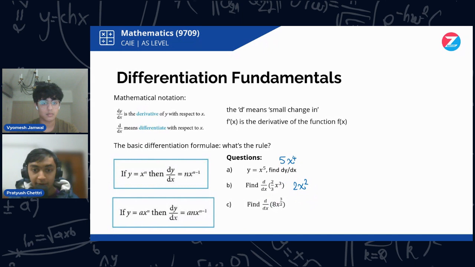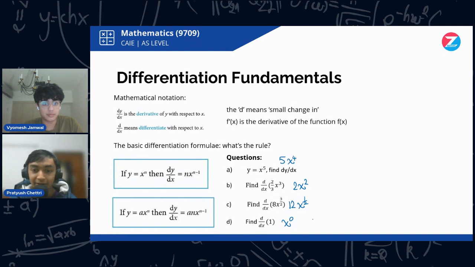What's going on here? We have a fractional power. Still the same thing, nothing changes. You multiply by 3 over 2, so 8 times 3 over 2 is 4 times 3, which is 12. And then x to the power, we reduce this by 1. What's 3 over 2 minus 1? It's 1 over 2. Do you see where that came from? I hope so. We're going to get more practice on this later. These are some quick examples. Oh, here's a nice little one. Find d/dx of 1. What is 1? Well, you can write 1 as x to the power 0.